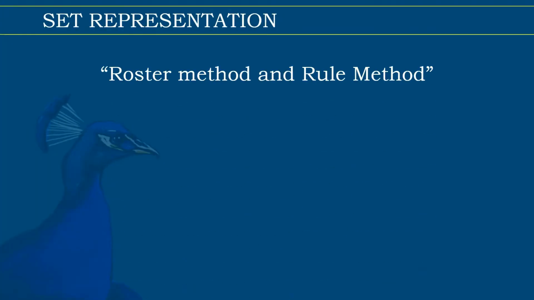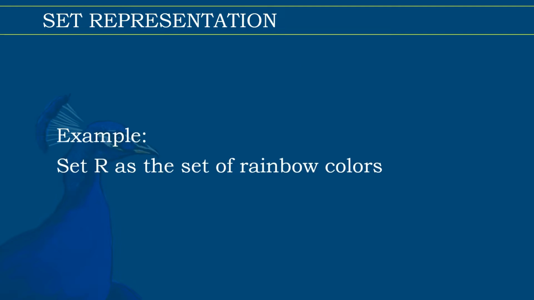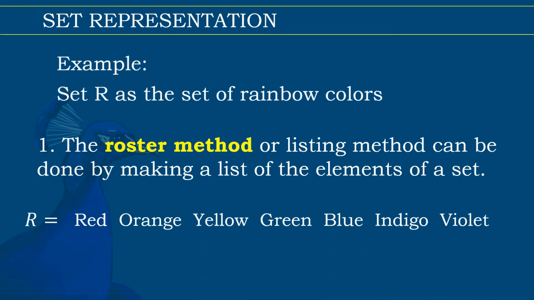Let us go further as I introduce to you the set representations. Here are the two ways on defining or representing a set: roster method and rule method. In order to differentiate these two methods, let us take this as an example. The roster method or listing method can be done by making a list of elements of a set. In our example, we have red, orange, yellow, green, blue, indigo, and violet, wherein each element is separated by a comma and enclosed with braces.